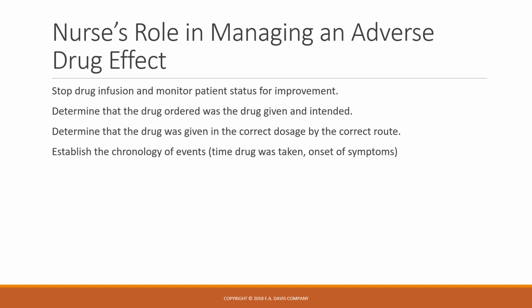As a nurse, your role in managing an adverse drug effect or event would be to stop the drug infusion, stop the medication, monitor your patient status for improvement or decline, make sure that the correct drug was given and intended. You want to make sure that the drug was given in the correct dose by the correct route. So again, that goes back to making sure before you give that medication that everything is correct. And you want to make sure that you establish the chronology of events. Make sure you know the time the drug was given or taken and know when your patient's symptoms change. Make sure you know when something went wrong.